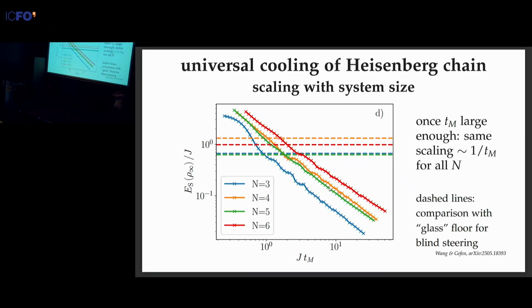Okay, so once the interaction time is large enough, we get the same scaling irrespective of system size. That's quite gratifying and promising. And what this figure also shows you is that the steering I discussed for the AKLT doesn't work for a frustrated system. So for frustrated systems, you hit the so-called glass floor, and these are the dashed lines here, whereas with our agnostic protocol, we can decrease the energy.